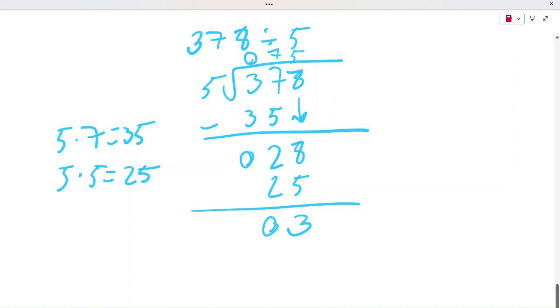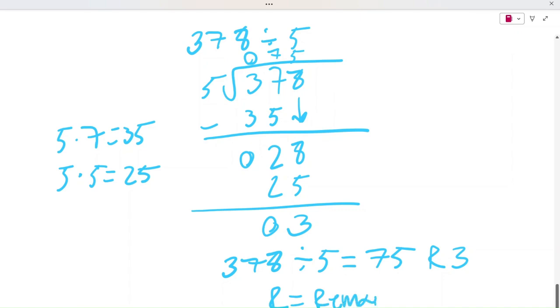So now we got to our last digit, and 5 can't fit into 3. So that's it. We could say 378 divided by 5 equals 75 R3, where R equals the remainder.